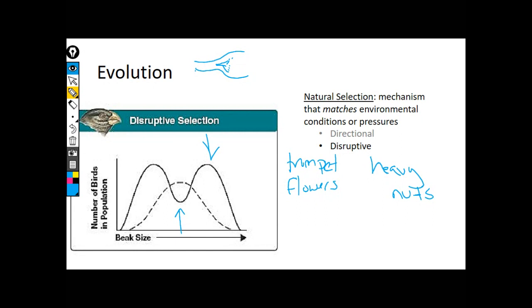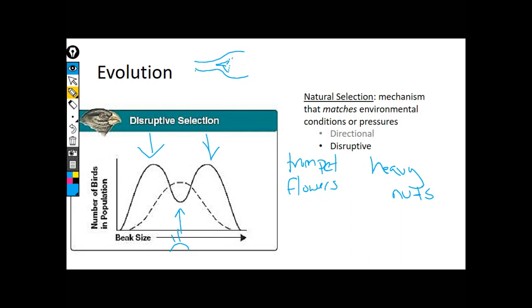Okay, so if you're in the middle here, you can't do anything. You can't crack a nut because your beak is too small, so you're an ineffective nutcracker. But you can't get into the flowers because your beak is too big, and it destroys the flower and you're ineffective at getting nectar. So being in the middle there sucks.